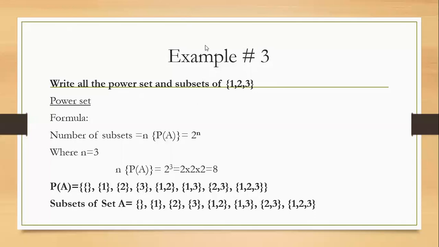Here, the point to be noted is 2 power 3. What is the meaning of 2 power 3? 2 power 3 means 2 multiplying 3 times. That is, 2 2s are 4, 4 2s are 8. Now here we have to make how many subsets? We have to make 8 subsets.